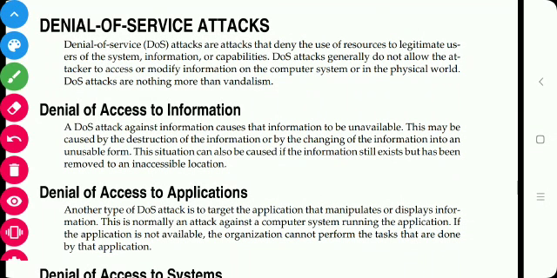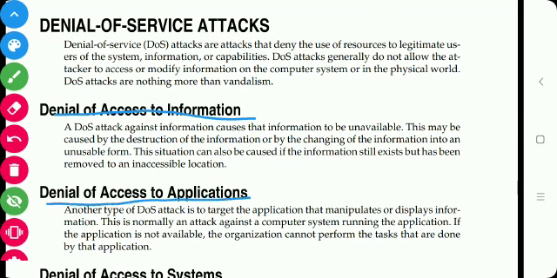So there are four types of these DOS attacks: denial of access to information, denial of access to application, denial of access to systems, or denial of access to communication system. So first is denial of access to information. There is various important information in the organization. That information is either deleted, or destroyed, or modified, so that the organization or the legitimate users cannot use that information.